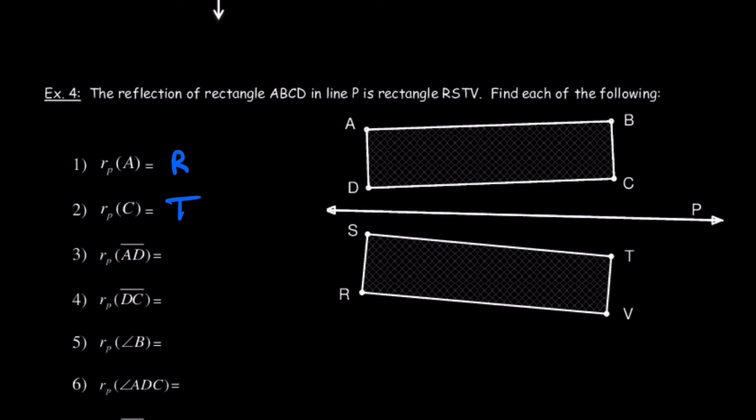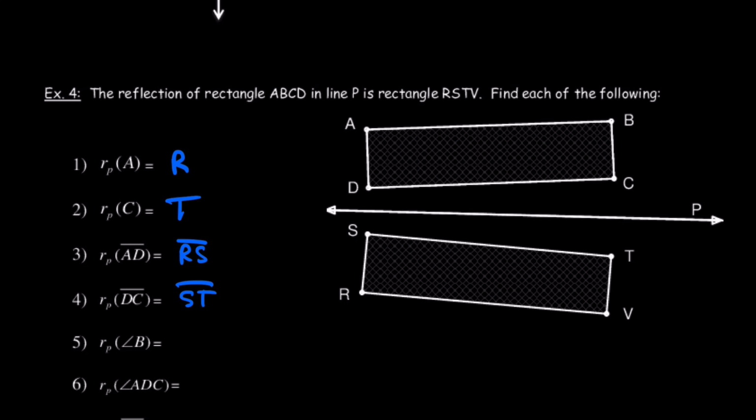Well, now they give us a segment. That means segment AD. Notice, from A to D, where did that go? Well, A went to R, and D went to S. So AD became RS. It has to be the same type of shape, so RS with a segment over the top. Next, we've got DC. DC became ST. So we have to name it ST, put that bar over the top.